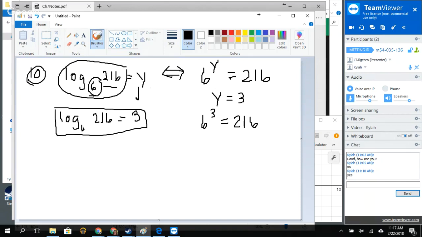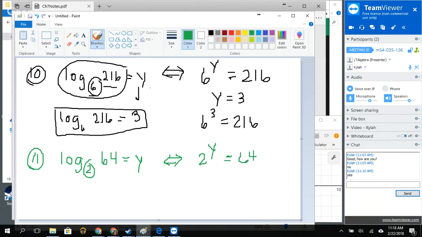Okay. So for example, let's see. Number 11. I have log base 2 of 64, and that equals y. We're trying to figure that out, right? So if I rewrite this, 2 is my base. It went to the basement to find the answer, which is to some power. So 2 to what power equals 64?